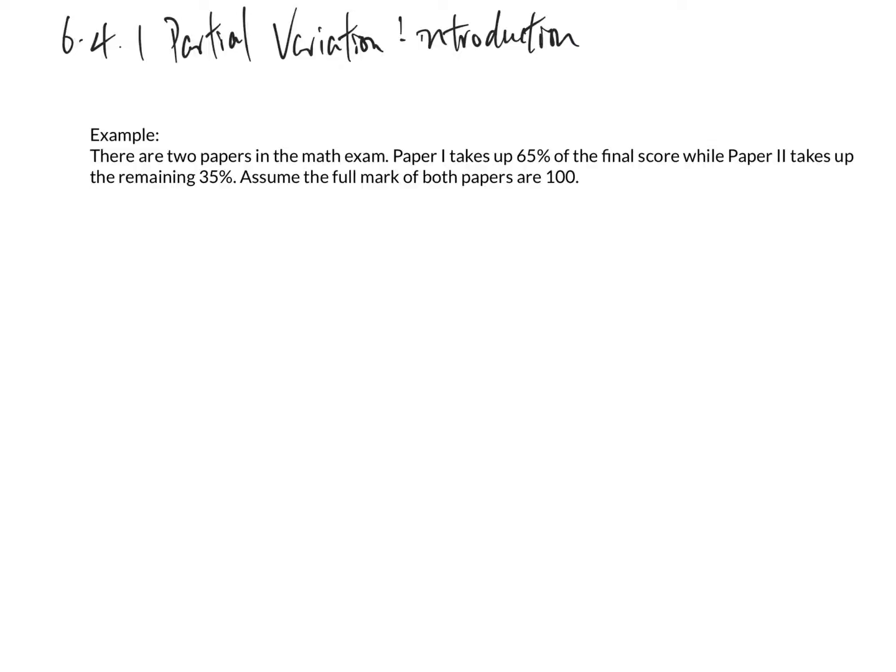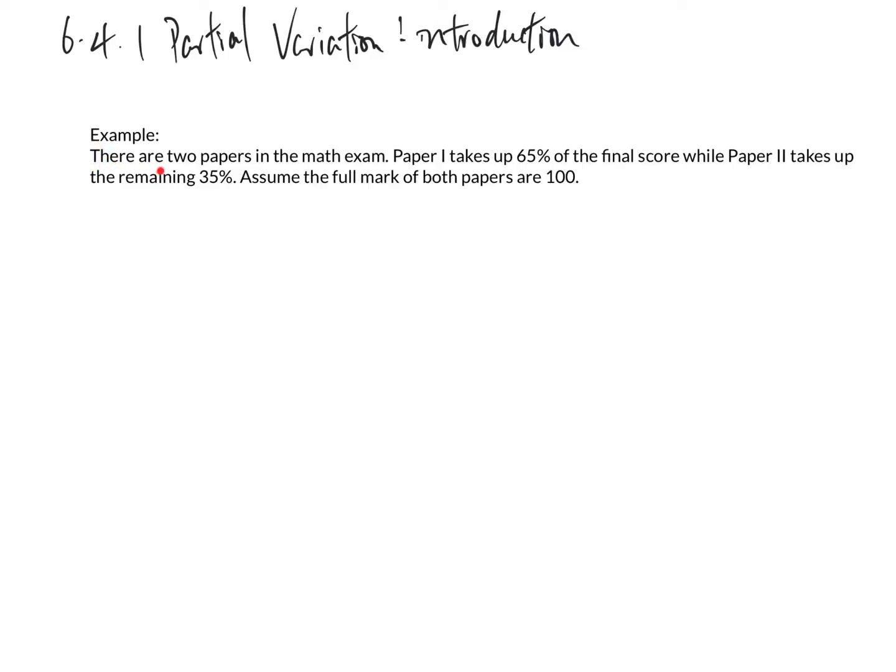Okay, hello everyone. So in exercise 60, we will introduce you to the last type of variation, and it's called partial variation. This clip will be an introduction to partial variation. Let's take a look at the example together.